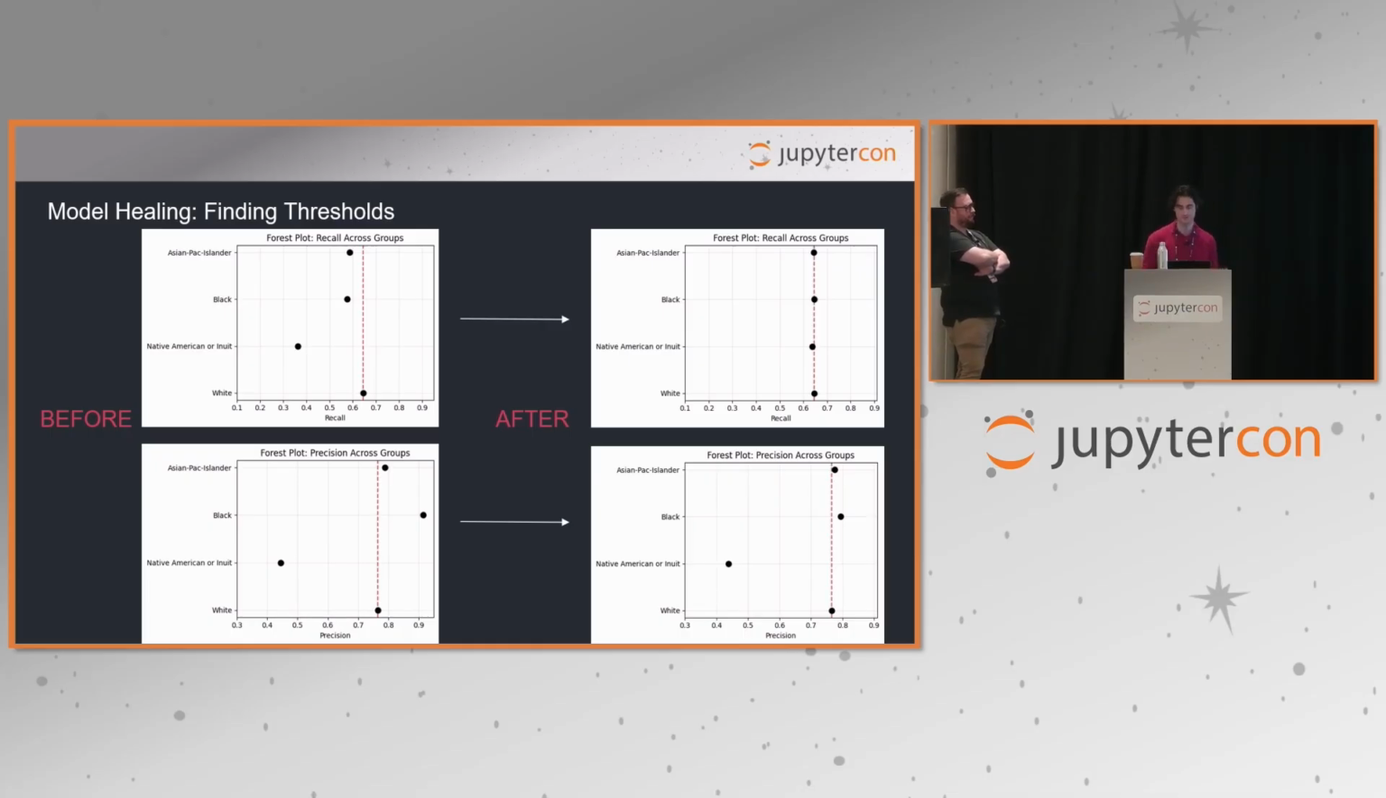This is because although this form of model healing can help find biased decision thresholds, we've already established earlier in the presentation that the Native American or Inuit subgroup performance is actually worse across all decision thresholds. Therefore, this form of model healing cannot bring the performance up to match it. So this is more than just a biased threshold and indicates to us further that we definitely have a biased model for this Native American or Inuit group.